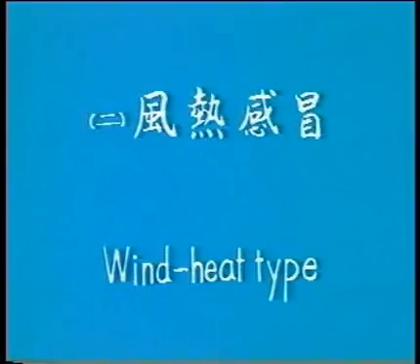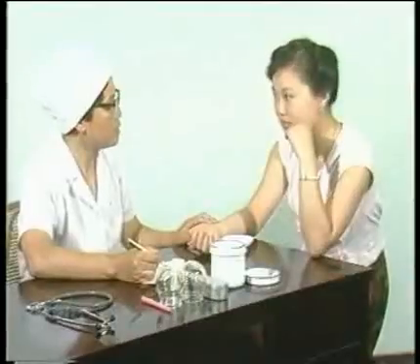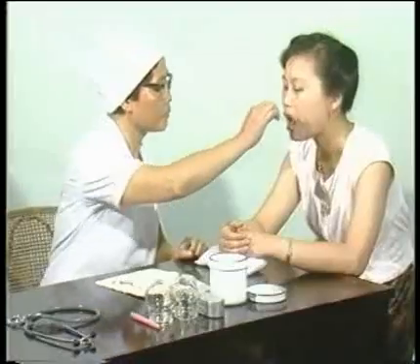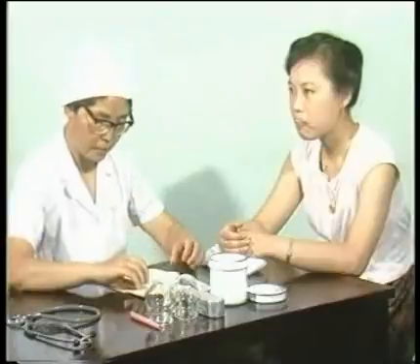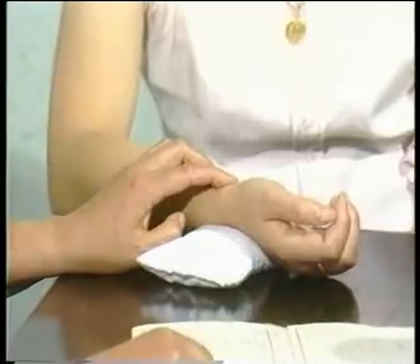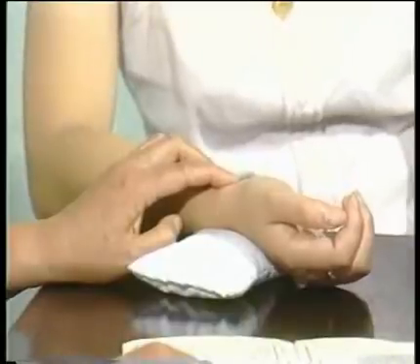2. Wind heat type. In this type, the patient feels headache and a distending sensation in the head, has aversion to cold, has a fever, is sweating, and has a sore throat. The WBC count is normal. The pulse is floating and rapid. The tongue coating is thin and yellow.